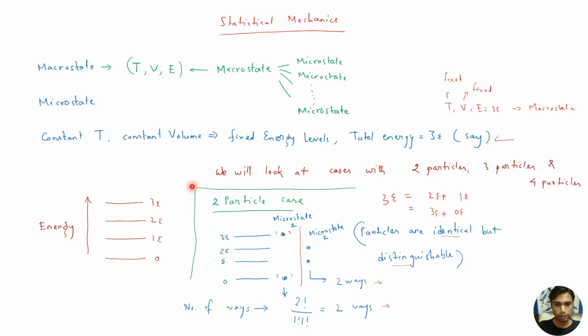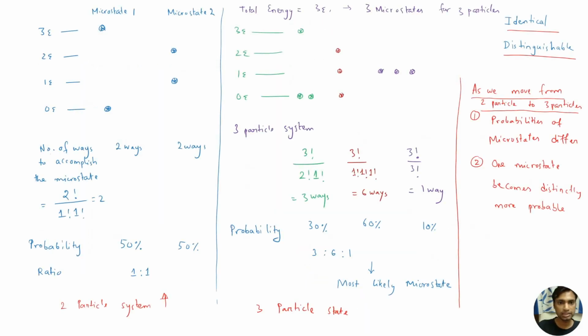Now we have the same problem, but we'll increase the number of particles. Let's say what will happen in the case of 3 particles. For 3 particles, we want to find how we can attain the total energy 3e. So this was the case of 2 particles. In the 3 particle case, one particle is in 0e, another particle is in 0e, and the third particle is in 3e. This is one way, and the number of ways this can be attained is 3 factorial by 2 factorial. The 2 factorial corresponds to 2 particles in the 0e energy level, and the 1 factorial corresponds to 1 particle in the 3e energy level.